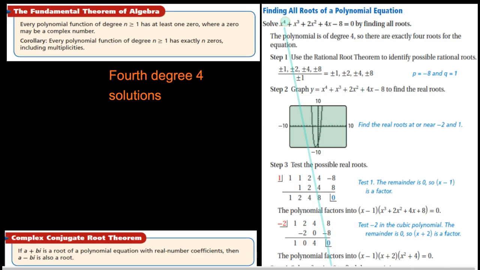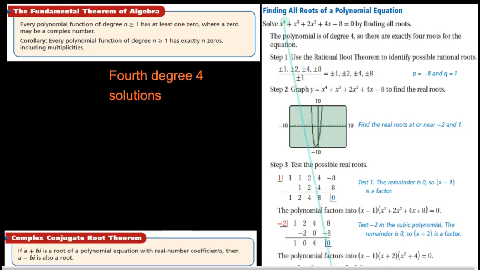Okay, so there's a corollary. Every polynomial function of degree n greater than or equal to 1 has exactly n zeros, including multiplicities. In simpler terms, whatever the degree is, that's how many roots you're going to have. So if it's fourth degree, you're going to have 4 roots. It's just that some of them might not be real. They might be complex roots that contain imaginary units. All right?